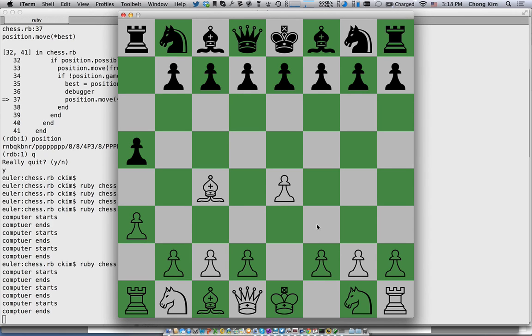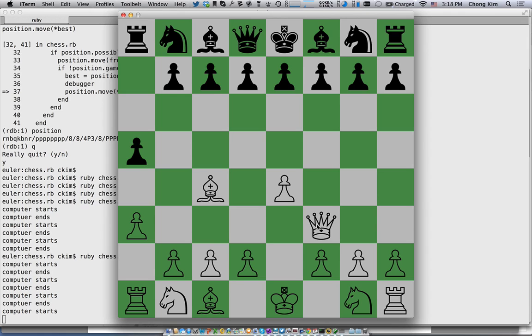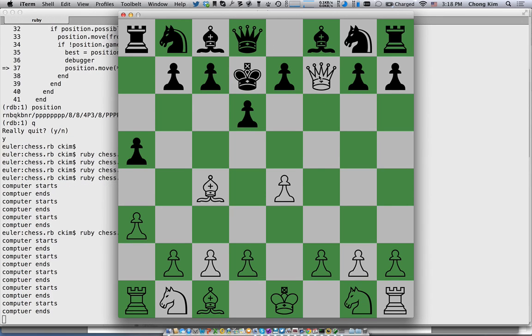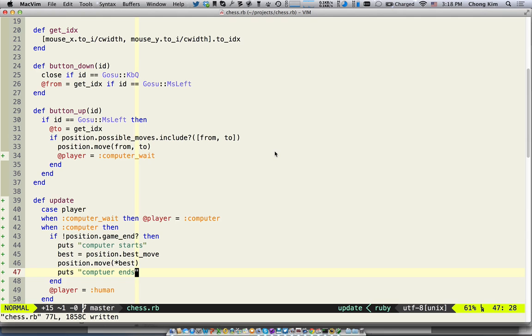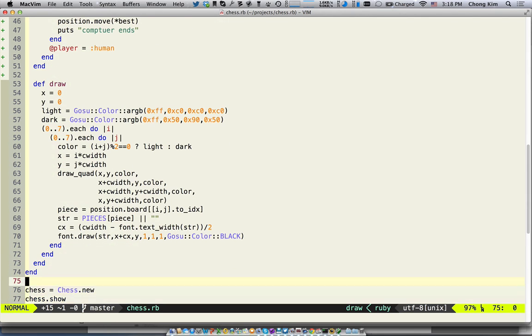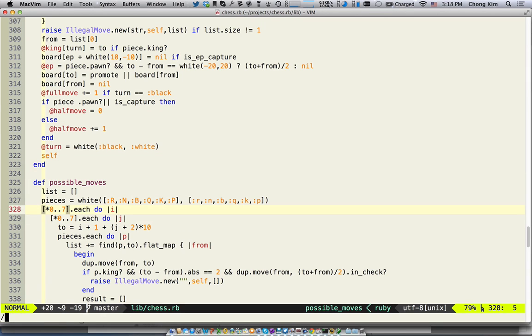Now I'm going to try to see if I can checkmate. And it looks like it's doing it deliberately to avoid being checkmated. So that's pretty good. But it's making terrible moves because it's not making any development at all. And the reason why is because as long as it has all its pieces, the position looks the same. So what I'm going to do is I'm going to give it a little bit of smarts. And let me see. Let's go to the lib chess here, and let's go to evaluate.